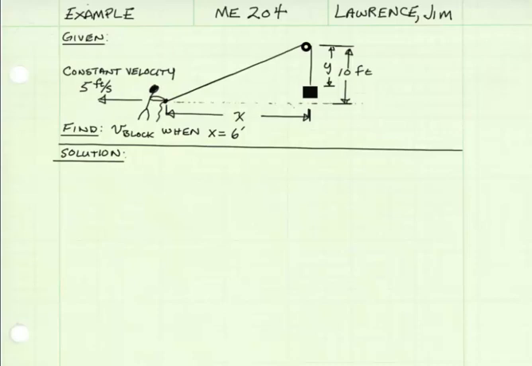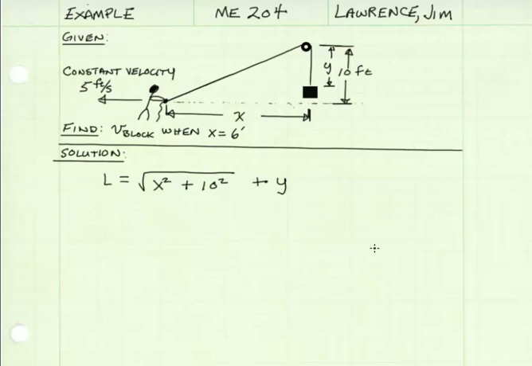Well, just like we did with the multiple pulley problem, we have to write an equation for the length of the rope. In this case, we've got two portions to this rope that we need to consider, the length of this piece and the length of this piece. When we look at the overall length, the first portion we get using the Pythagorean theorem, the square root of x squared plus 10 squared. Then we have to add on to that our portion, which is y.